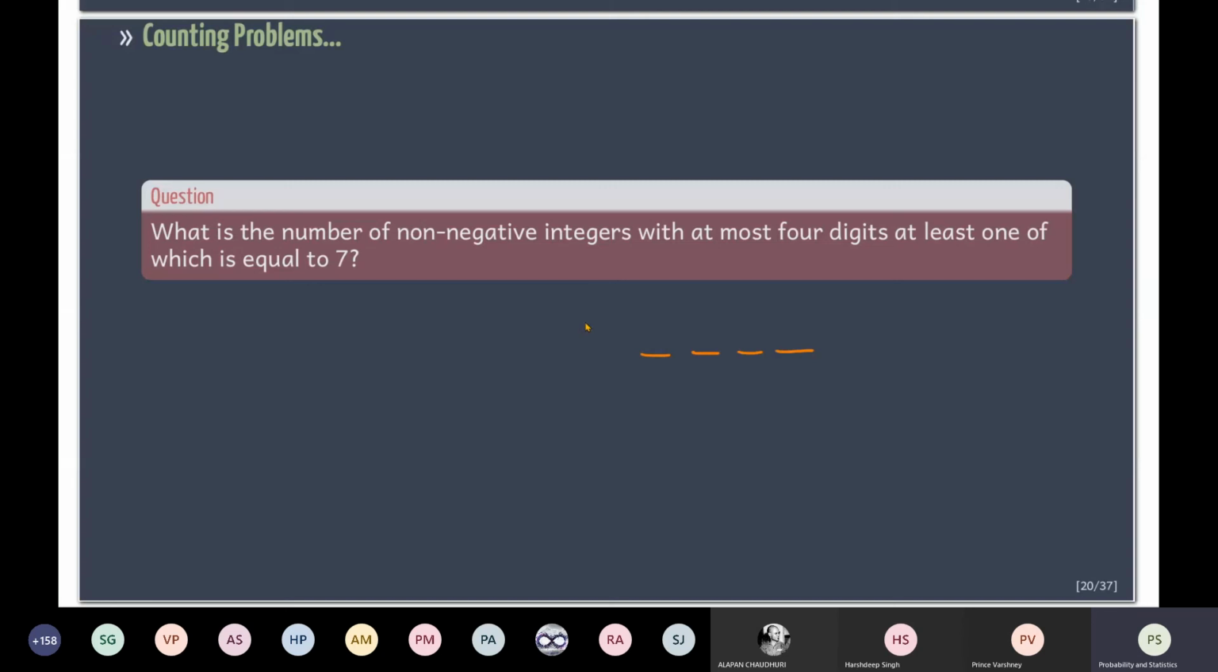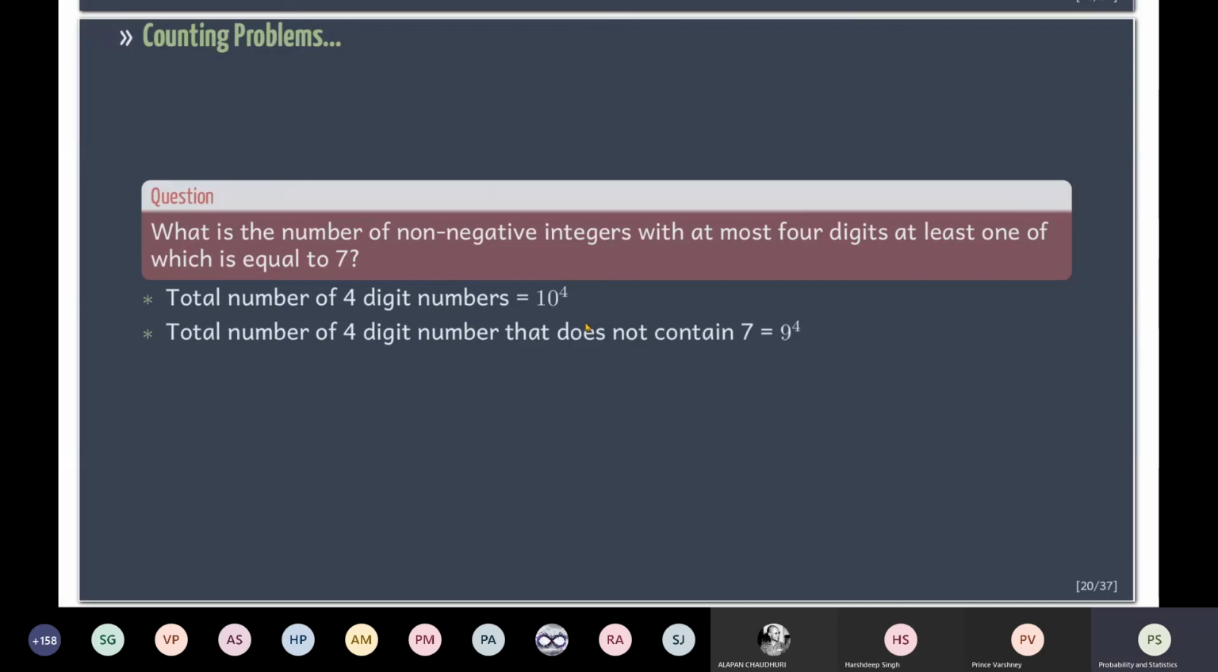Okay, so let's look into the answer. The total number of 4-digit numbers is how many? 10 to the 4. Now, the number of 4-digit numbers that do not contain 7 would be how many? 9 to the 4. There are 4 places, and since 7 is deleted from our list of 10 digits, we are left with 9 choices for each place, which is 9 to the 4. So what we have counted is 4-digit numbers that do not contain 7. So these two will give us the answer.